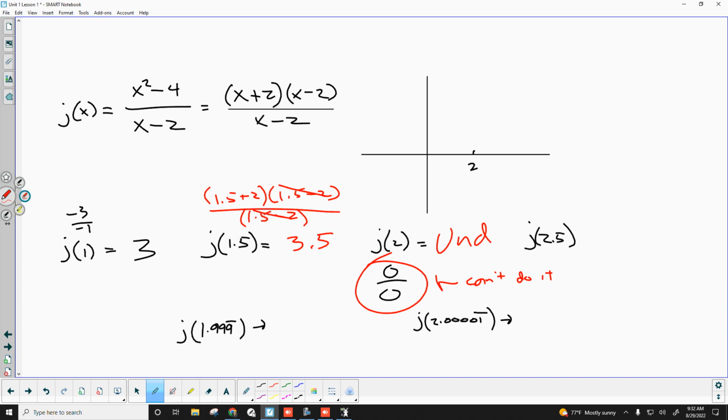All right, plug in 2.5. Not into x squared minus 4. We don't have a calculator. We can't square 2.5. So let's plug it into the factored form. Let's see what we get. Let's go through here. Gotcha.